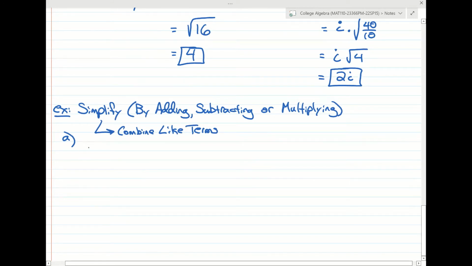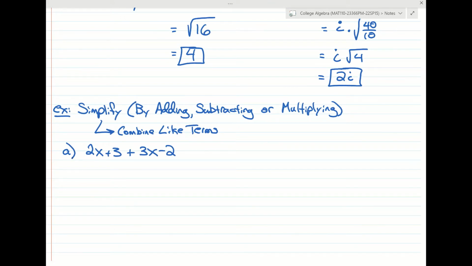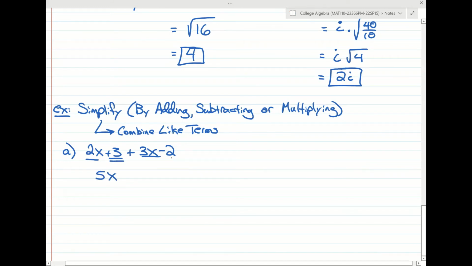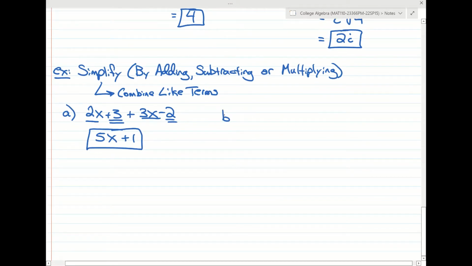So for the first example, if we have 2x plus 3 plus 3x minus 2. Like terms just means that they have the same variable and the same power. So 2x and the 3x would add to be 5x. 3 and negative 2 would add to be 1. But we all know how to do that. That's nothing new. What I'm going to do is the same thing with imaginary numbers. So say if we had negative 1 minus 8i plus 9 minus 3i.